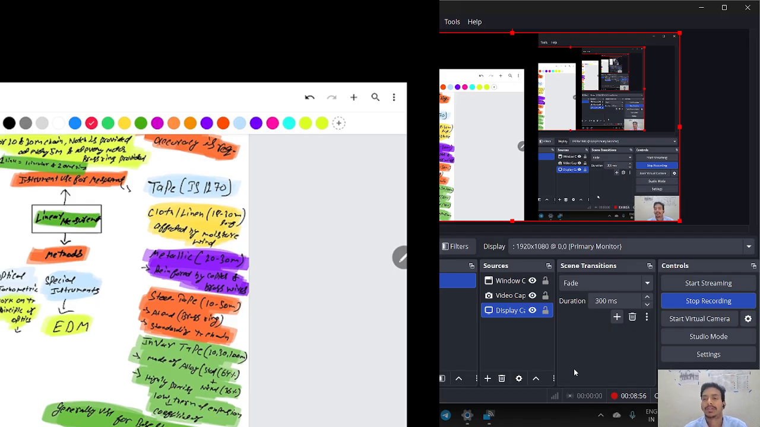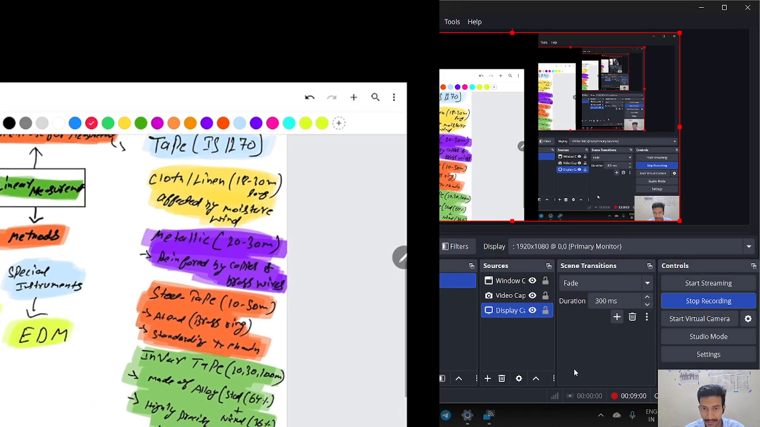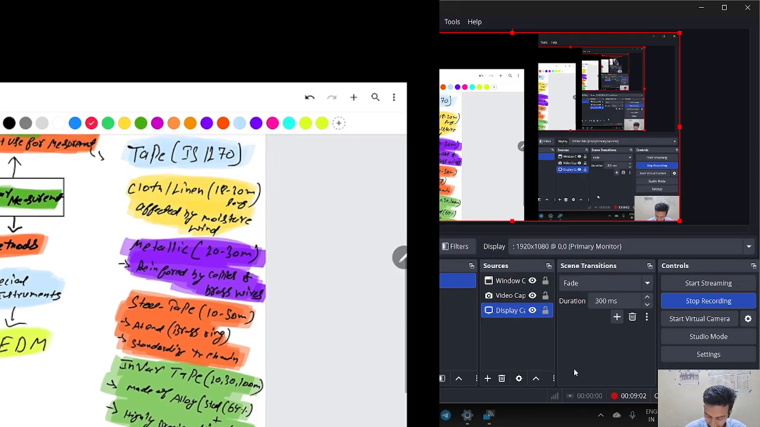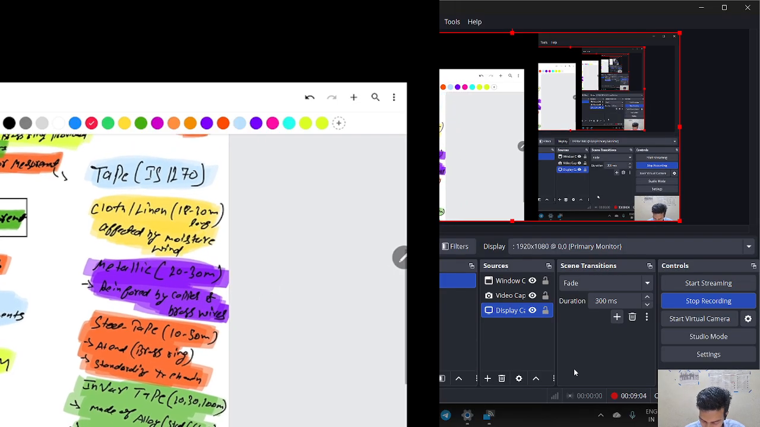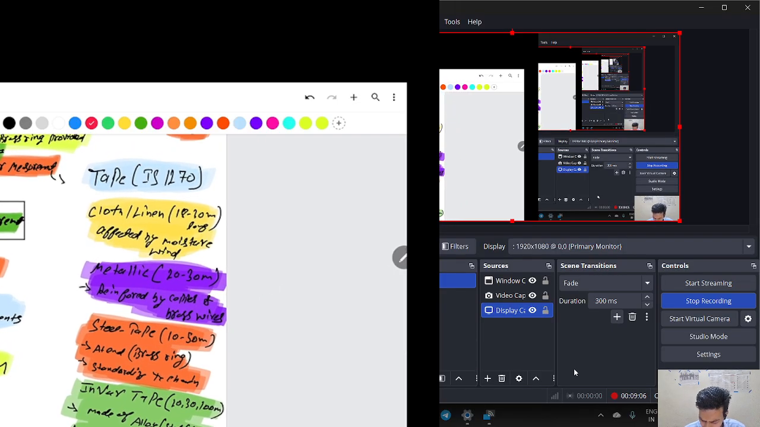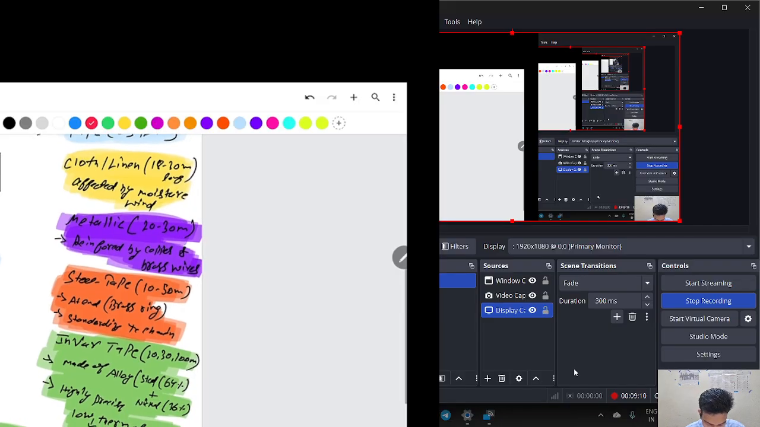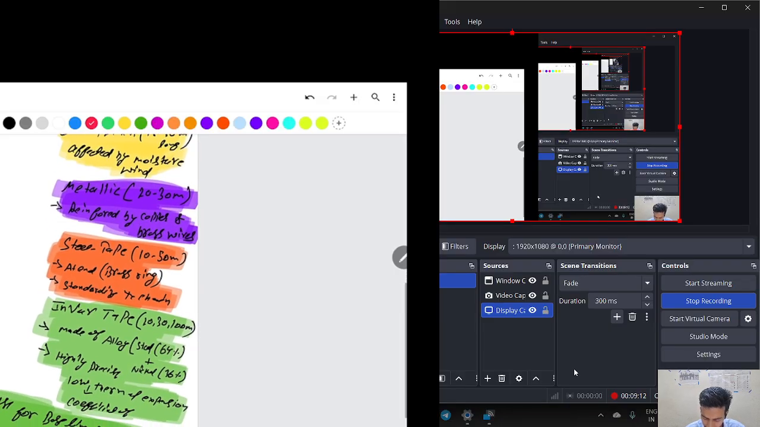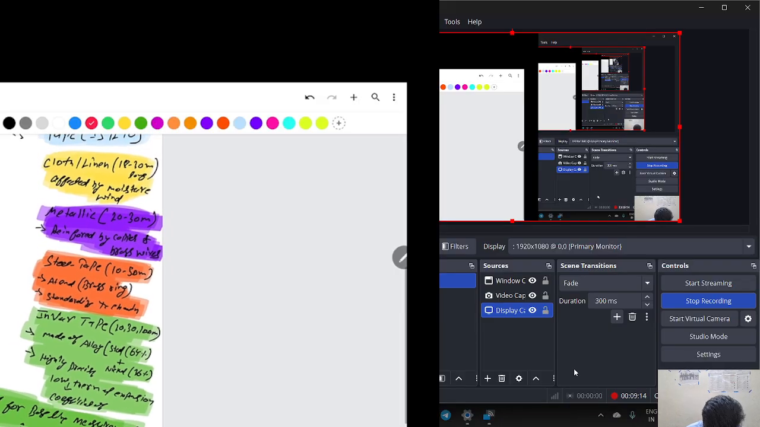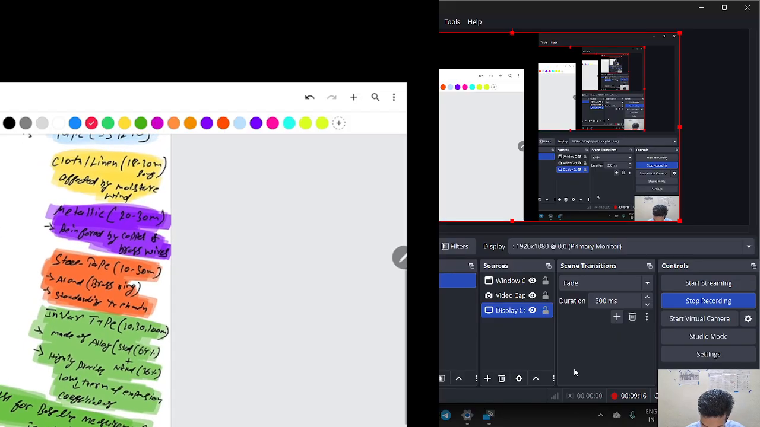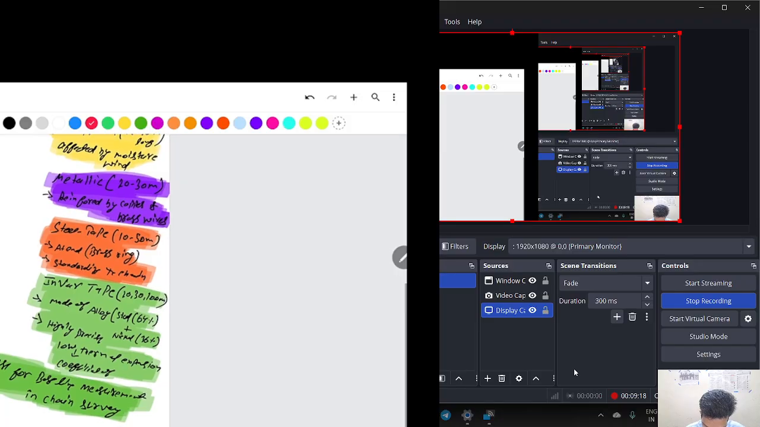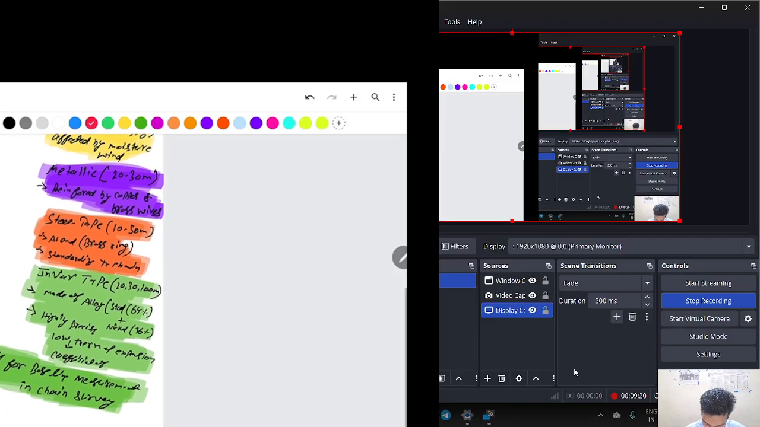There are also many types of tapes. You can see there is a cloth or linen tape, which usually has very low accuracy because it is affected by moisture, wind, or natural environment conditions. So we don't use this type where we require accuracy.